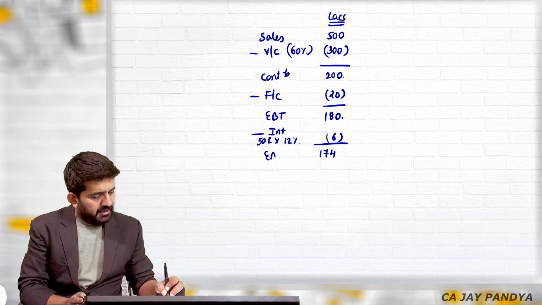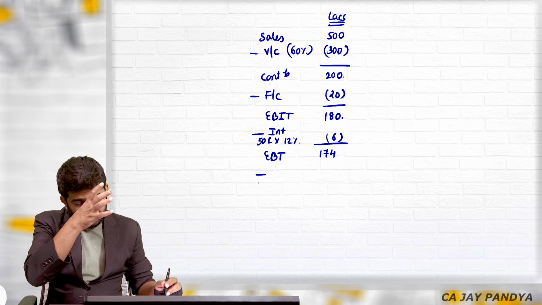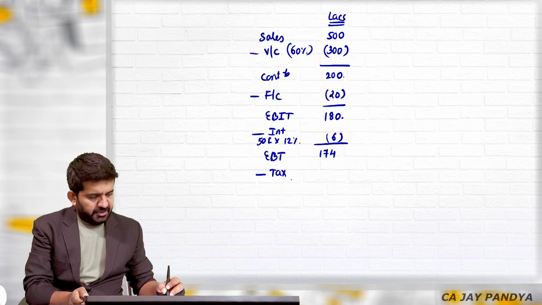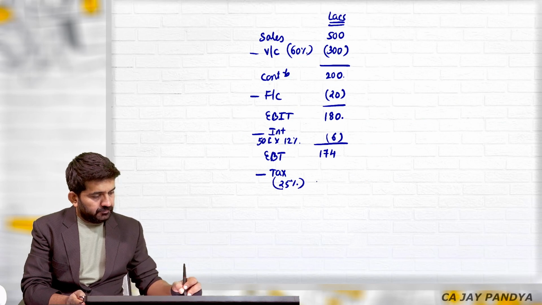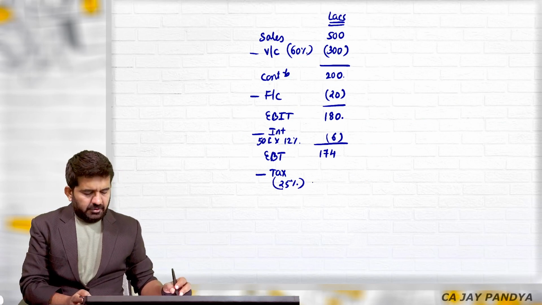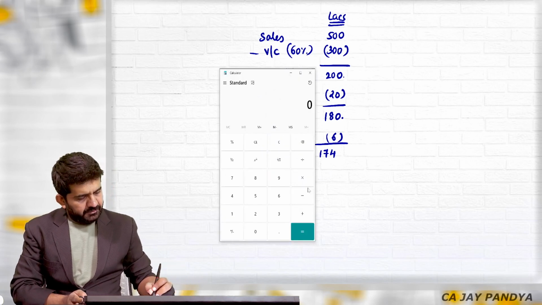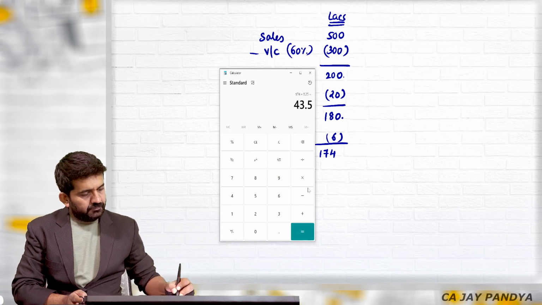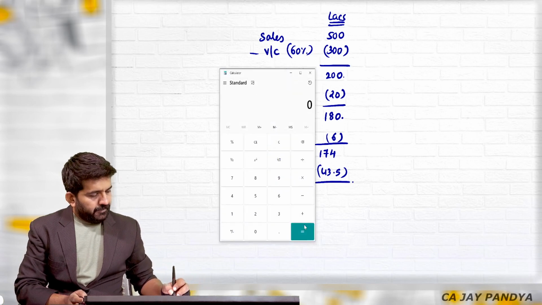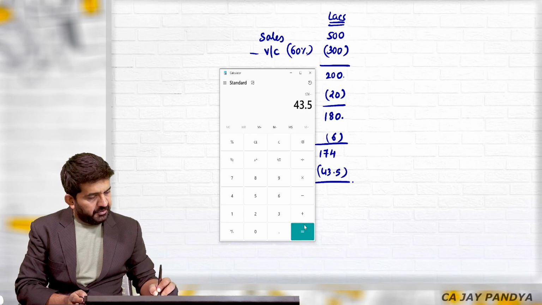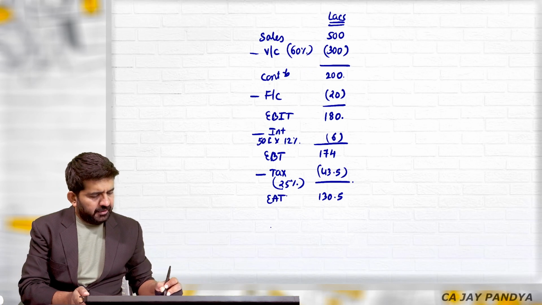174 lakhs will be EBT, minus taxation of 25%. Tax is 25%. So 174 into 25%, 43.5. 174 minus 43.5, 130.5 is EAT.